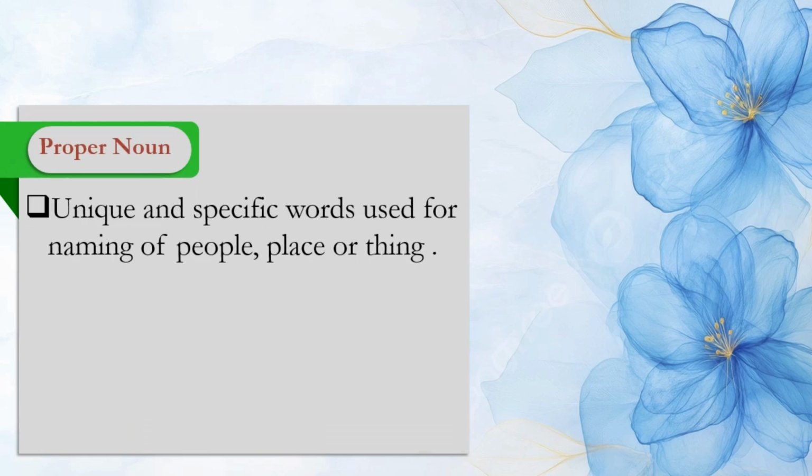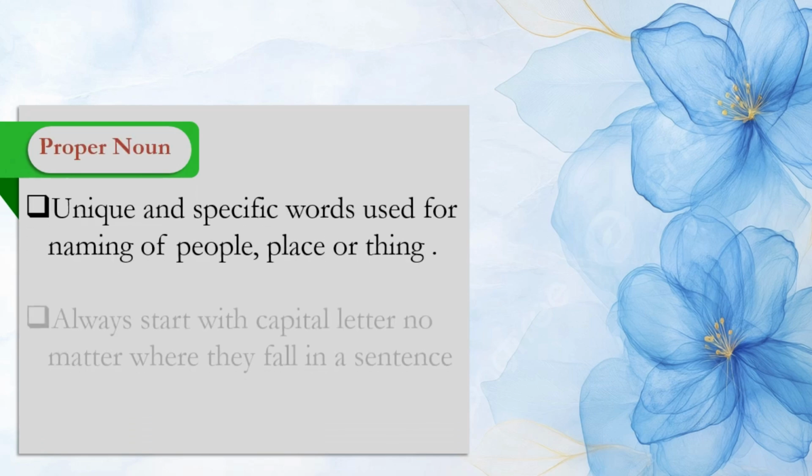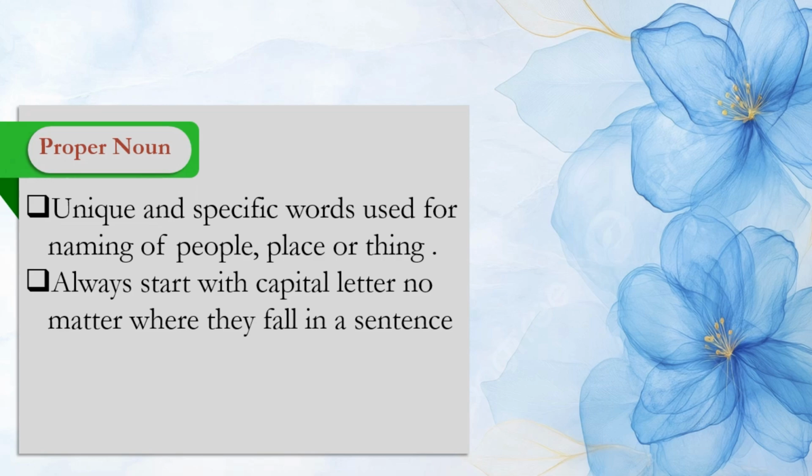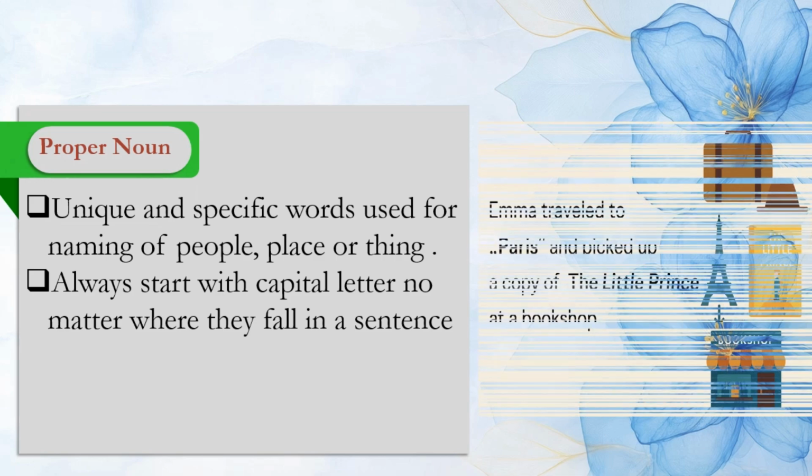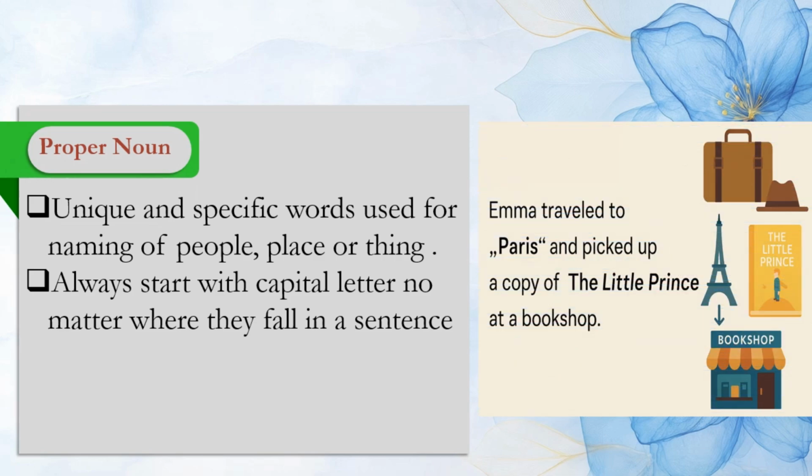A proper noun is a special name for a specific person, place, or thing. It always begins with a capital letter, no matter where it appears in a sentence. For example, Emma traveled to Paris and picked up a copy of The Little Prince at a bookshop. Here, Emma, Paris, and The Little Prince are proper nouns because they name one unique person, place, and book.